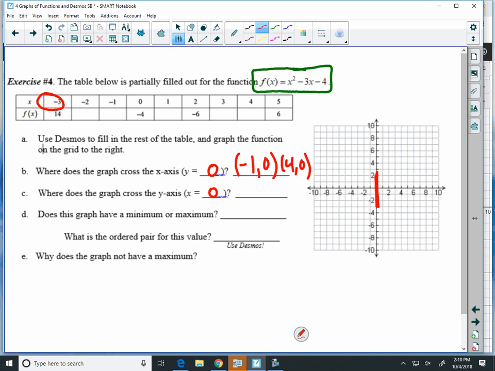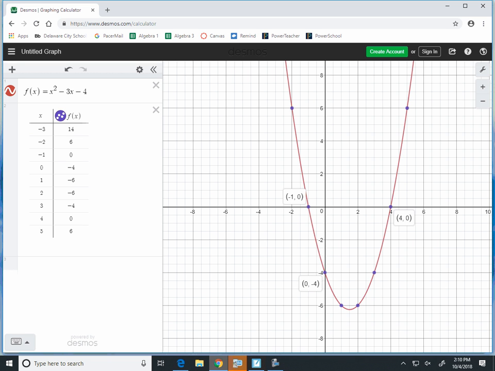So if we go back to our Desmos, okay, if we look right here, you can tap that point. It crosses the y-axis at (0, -4).